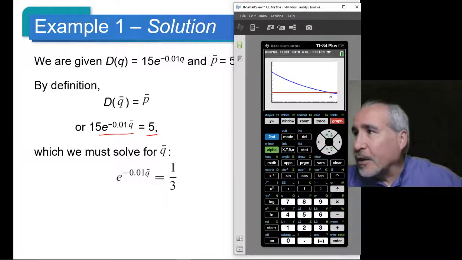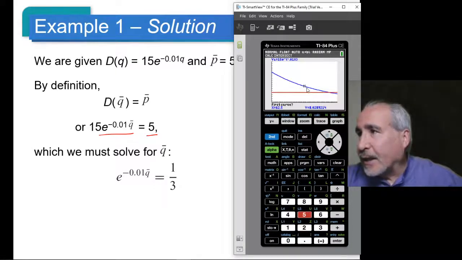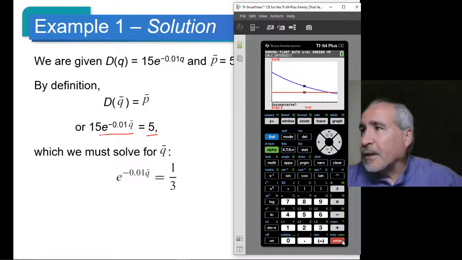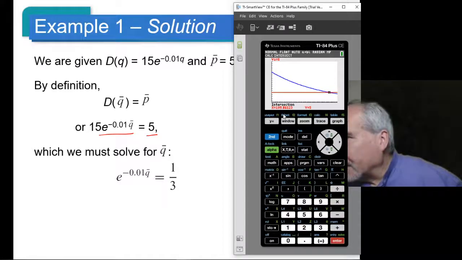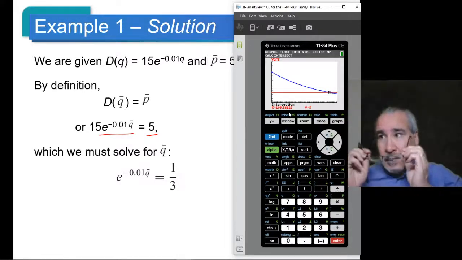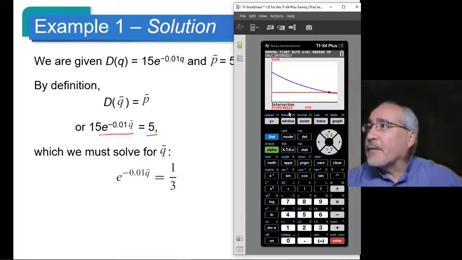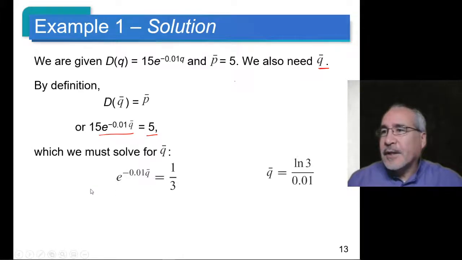So this is where our Q bar is, at that intersection point. I'm going to go second calc, number 5, intersect. To intersect, you get your first curve, enter, second curve, enter, guess, enter, and it tells us it's 109.86123. Put the glasses on for that one. I'm going to put this down: 109.86123.